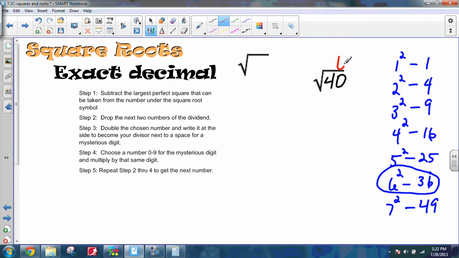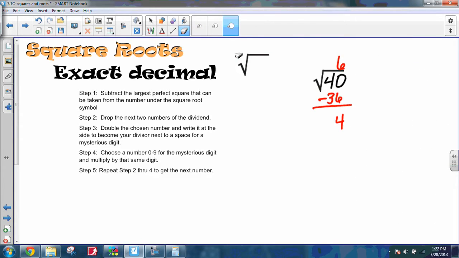So my 6 will go up here, and I will subtract the perfect square. So that leaves me with a remainder of 4. Now the next step says I need to drop the next two numbers of my dividend. So when I look, my decimal is here. Remember, when I don't see my decimal, it's behind the last digit. And the next two digits are zeros. So I'll drop them down. That turns this 4 into a 400.